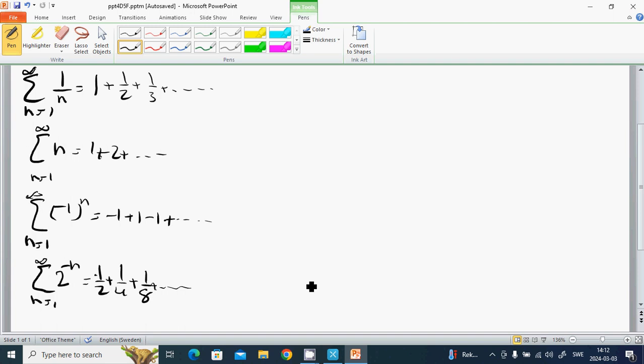And this one is the harmonic series, the arithmetic series, and those two are geometrical series, and we call them equal to Sn.